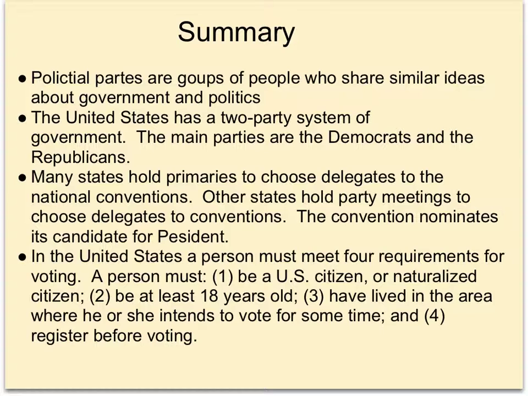In the United States, a person must meet 4 requirements for voting. A person must, 1, be a U.S. citizen or naturalized citizen, 2, be at least 18 years old, 3, have lived in the area where he or she intends to vote for some time, and 4, register before voting.